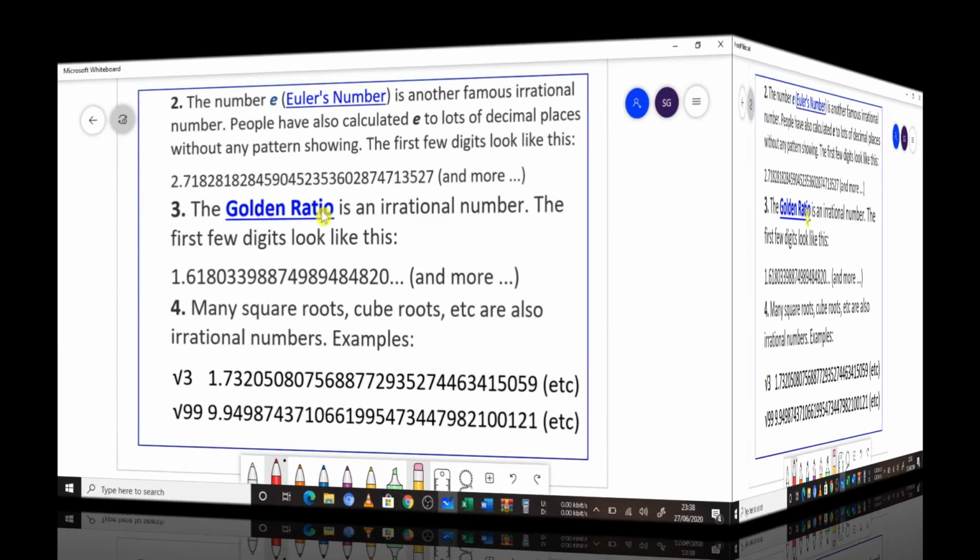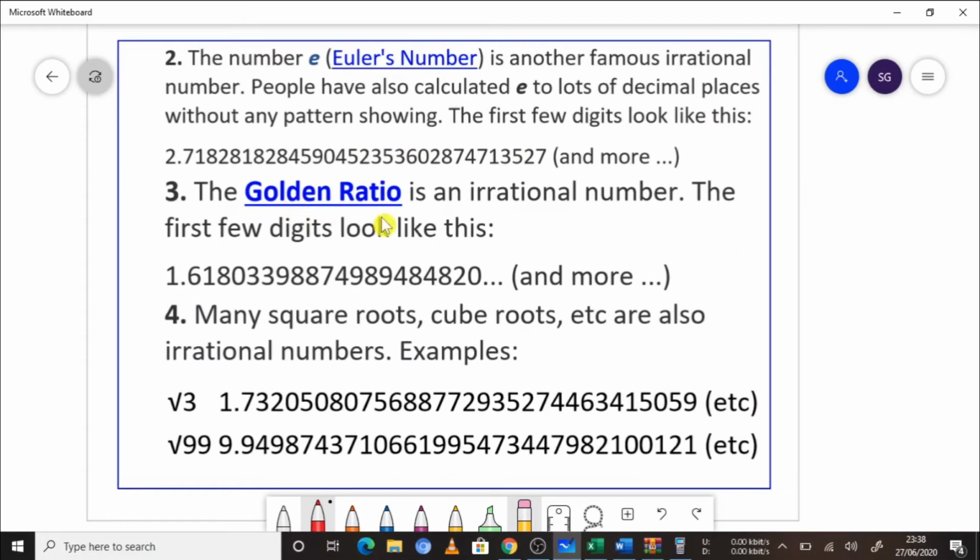Then we have another important irrational number called the golden ratio, and I'll try to make another video on the golden ratio and some associated concepts, one of them being the Fibonacci sequence. Anyways, the golden ratio is also an irrational number. Its value is 1.61803398887 and so on. It doesn't end and it doesn't repeat after the decimal.